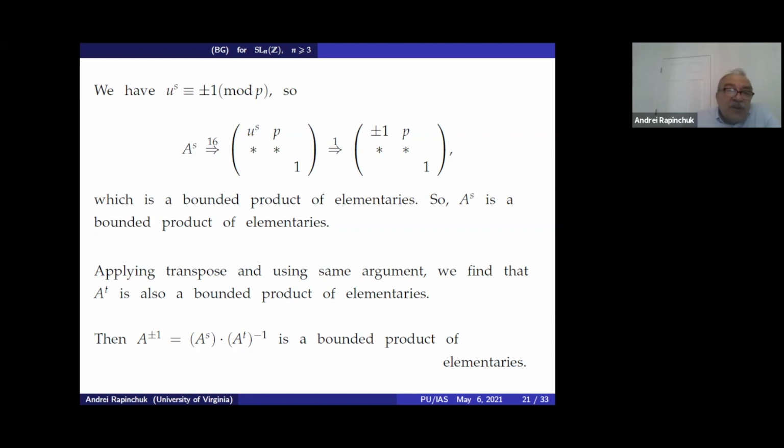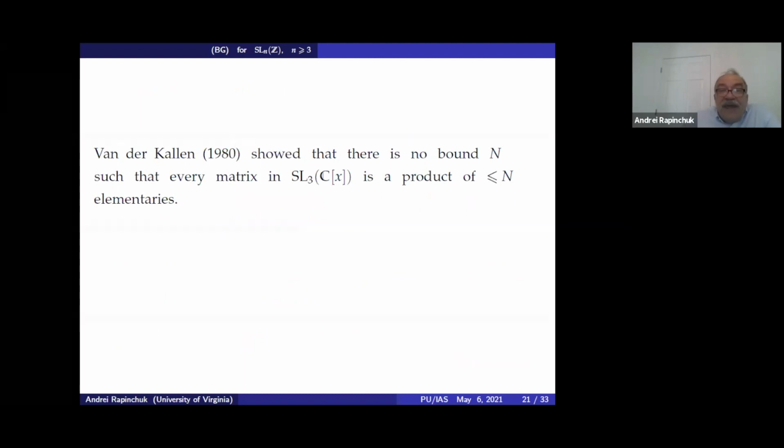You can also ask, well, can we do something like this over a general, let's say, Euclidean ring? Let's say without using Dirichlet or something like that? And the answer is no. Again, very early in this development, van der Kallen showed that there is no bound on the number of elementaries for the group SL3 of C[x].